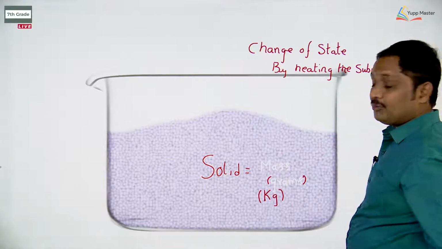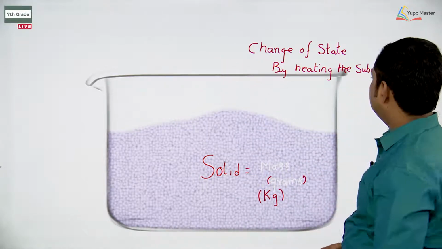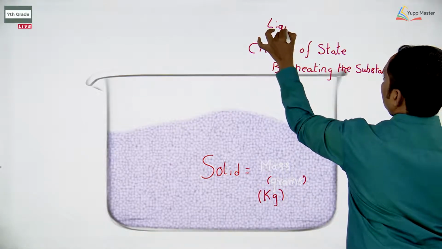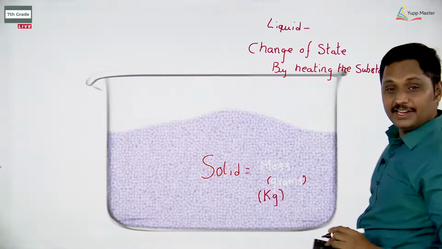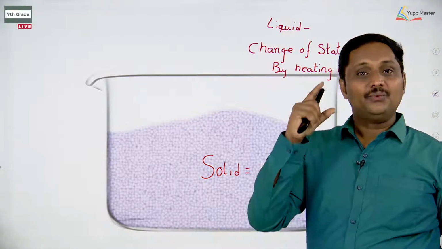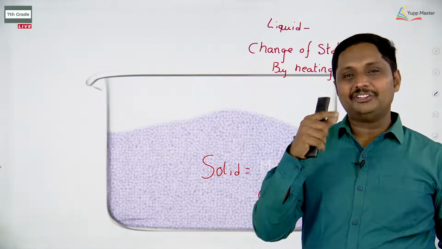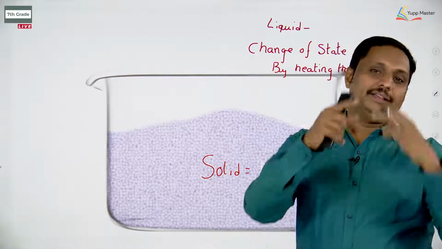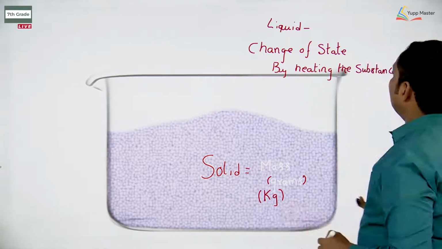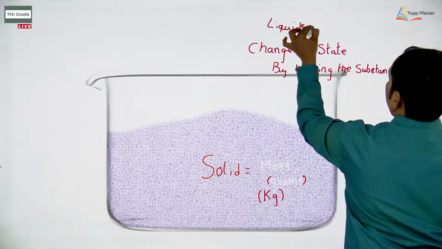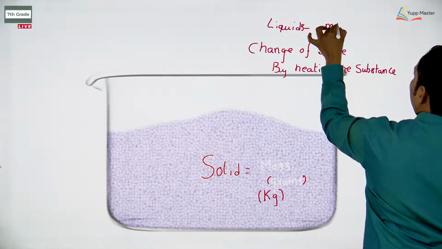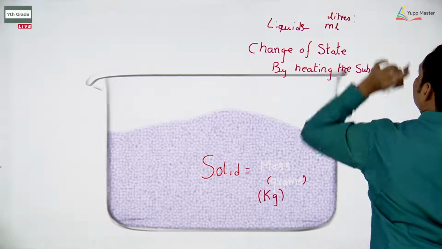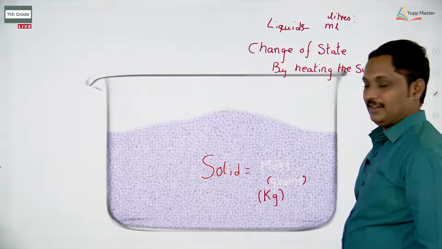If it is in the form of liquid, generally liquids do not have a finite shape. They take the shape of the container. If you pour it into a beaker, they will occupy the space. So a liquid is measured in milliliters or liters. It is very clear. All right, let's see how it is going to change.